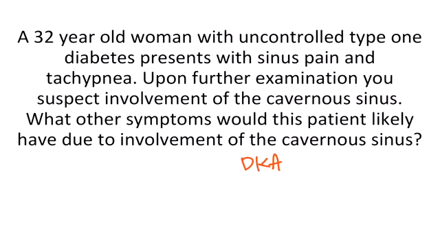It's important to know that mucor and rhizopus can penetrate into the cavernous sinus, resulting in a cavernous sinus thrombosis. Aside from this, the question stem tells us that the cavernous sinus is involved, so we can assume that the cranial nerves traversing this region are damaged. So in order to get this question right, we need to know which nerves traverse the cavernous sinus.